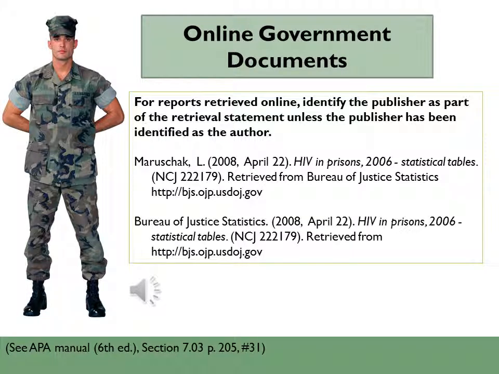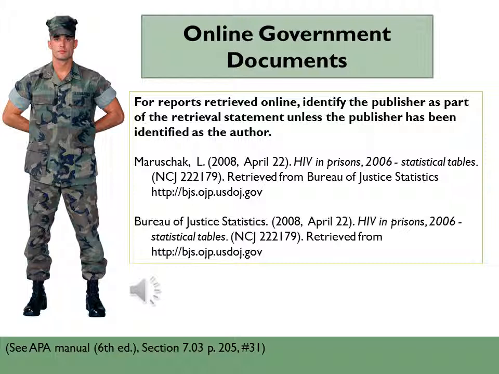When citing an online government document, this slide provides two ways of doing so. In the first example, the particular government document has a specific author. And so you'll begin with the author's name, Marishak, published April 22nd, 2008. Title of the source is HIV in Prisons, 2006 Statistical Tables, followed by the report number, and it was retrieved from the Bureau of Justice Statistics, and then you follow up with the website.